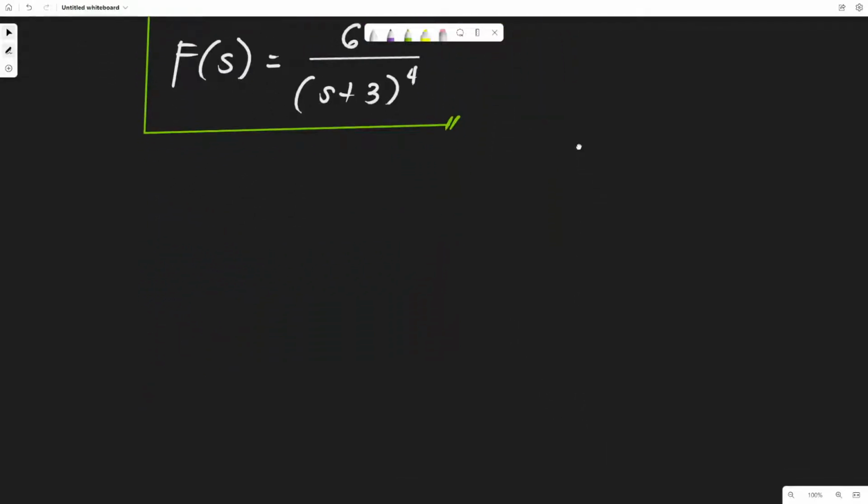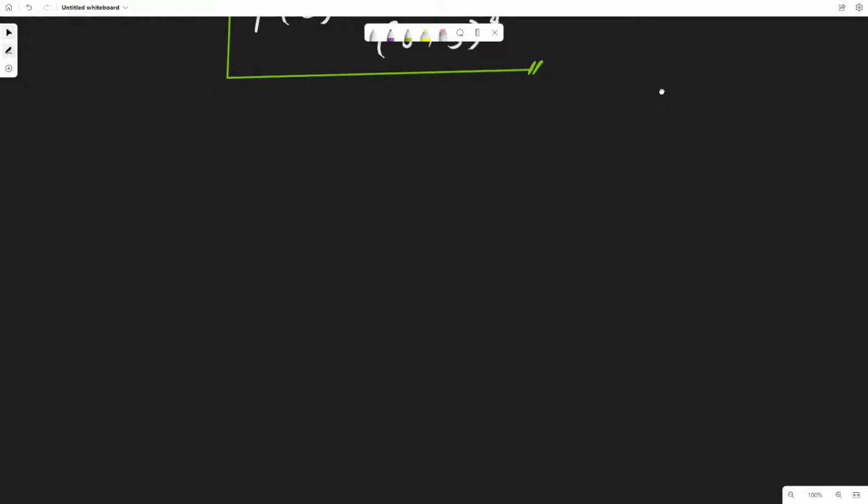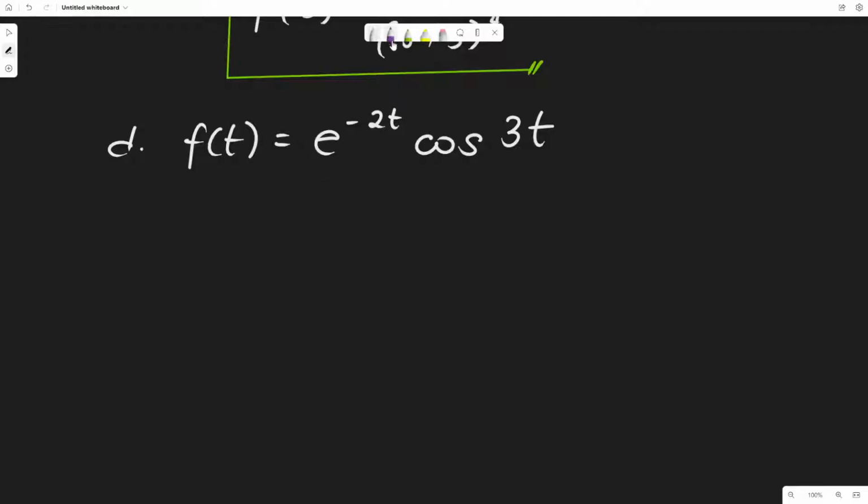Okay, so let's have the last example for our Laplace transform. We have f of t equal to e raised to negative 2t cosine 3t. Now, let us determine what is f of t in this case. Obviously, this is e raised to at, so a is equal to negative 2, and cosine 3t is the f of t.